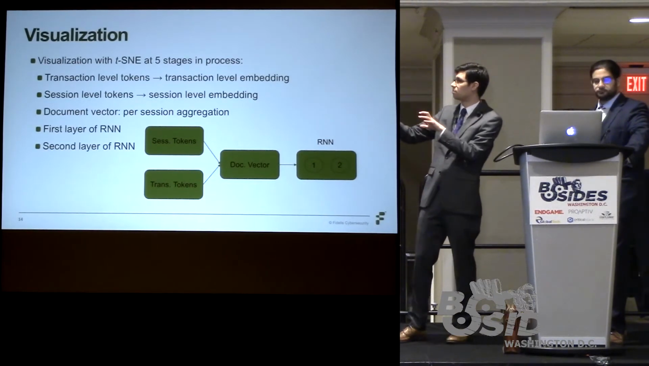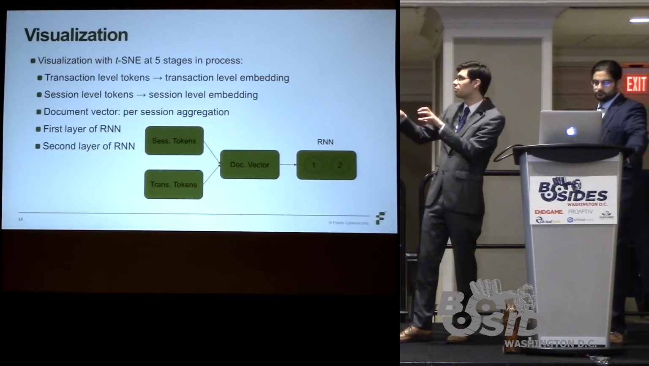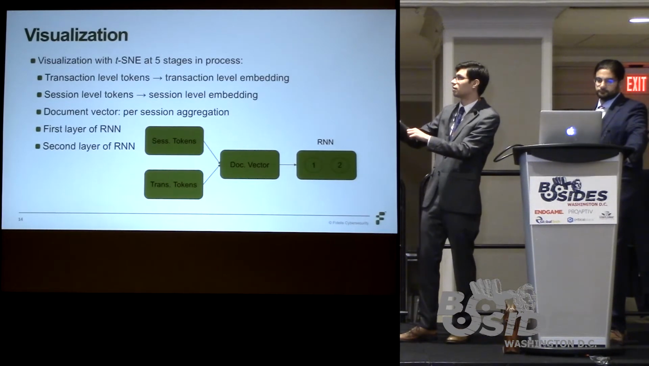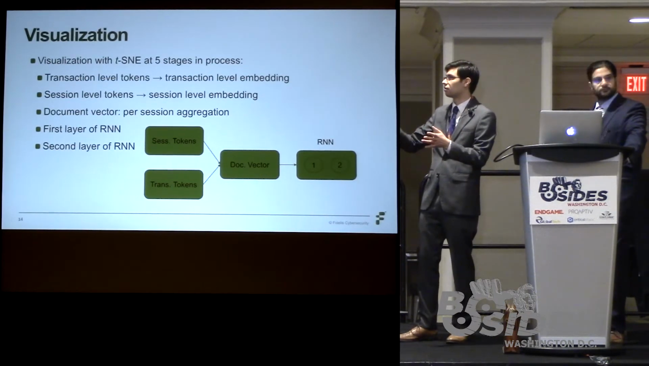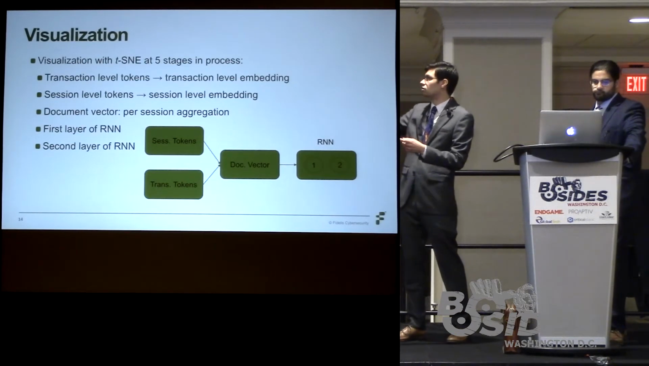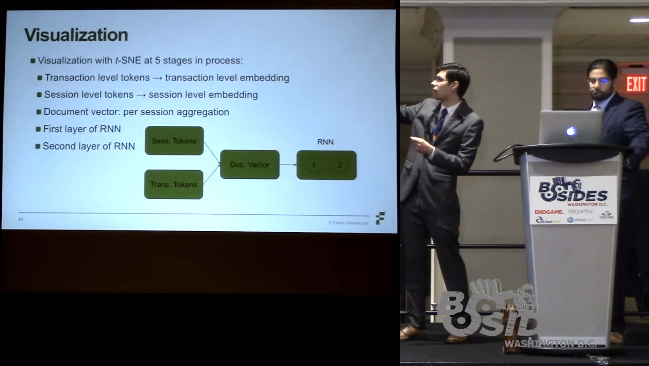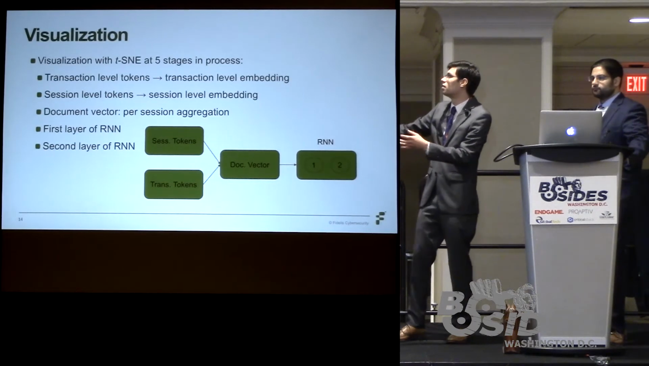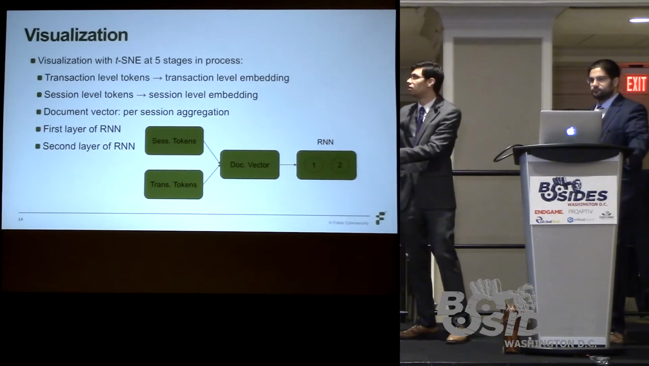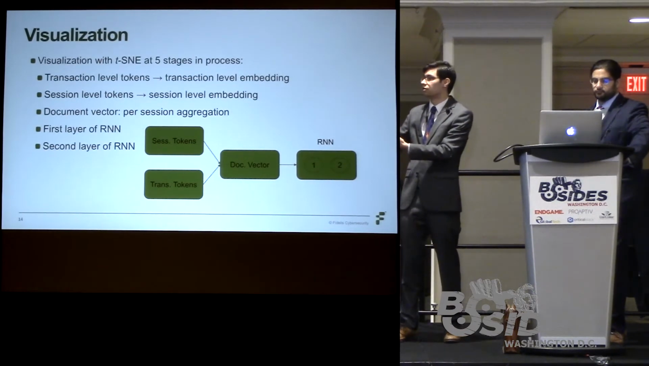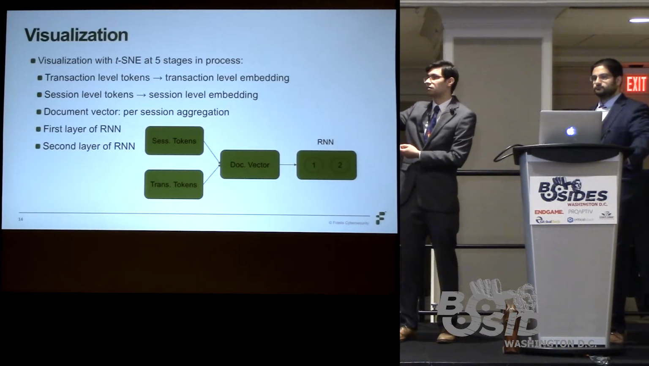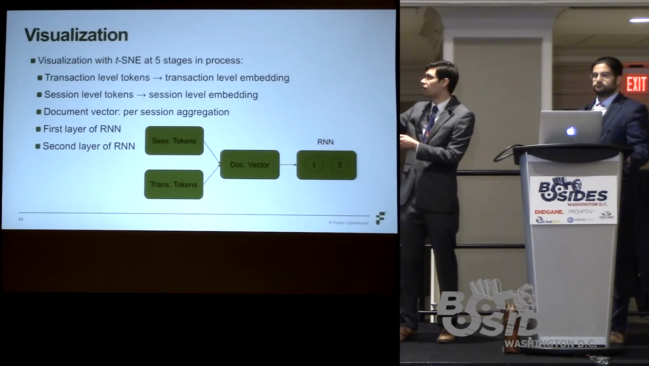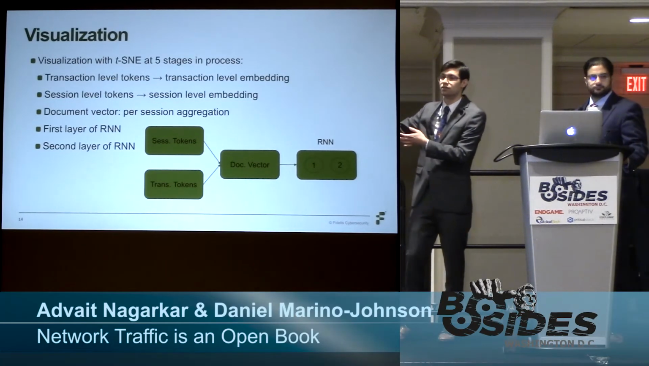So we have 2 word embeddings going on, and we assemble them together to get the document vector, which represents the session as a whole. So remember that each sample is actually a sequence of sessions. So once you have a sequence of these document vectors, then you actually hand it off to the RNN, the recurrent neural net. So the RNN is seeing a sequence of vectors, and we're going to look at the activations in the first layer, and then we're going to look at the activations in the second layer.